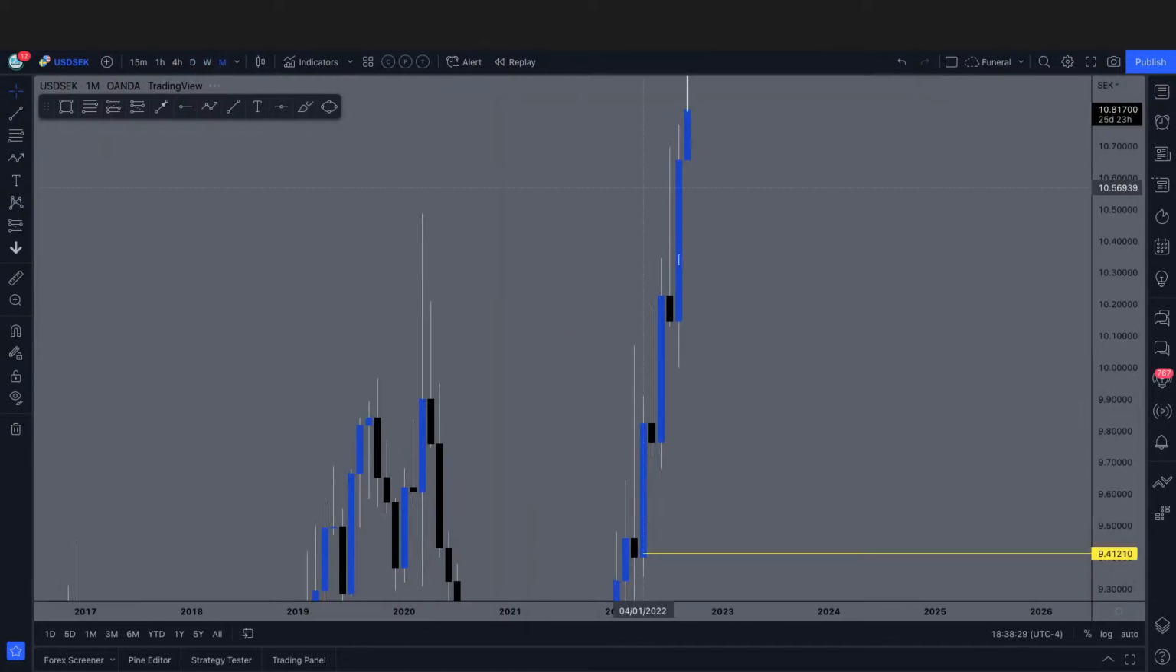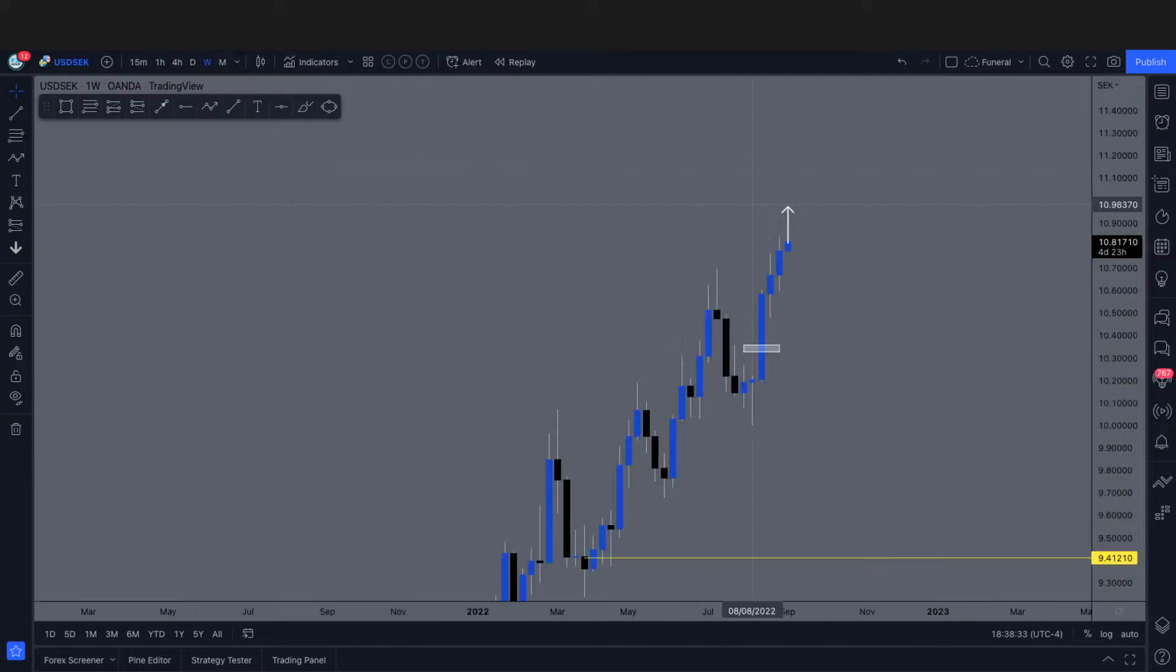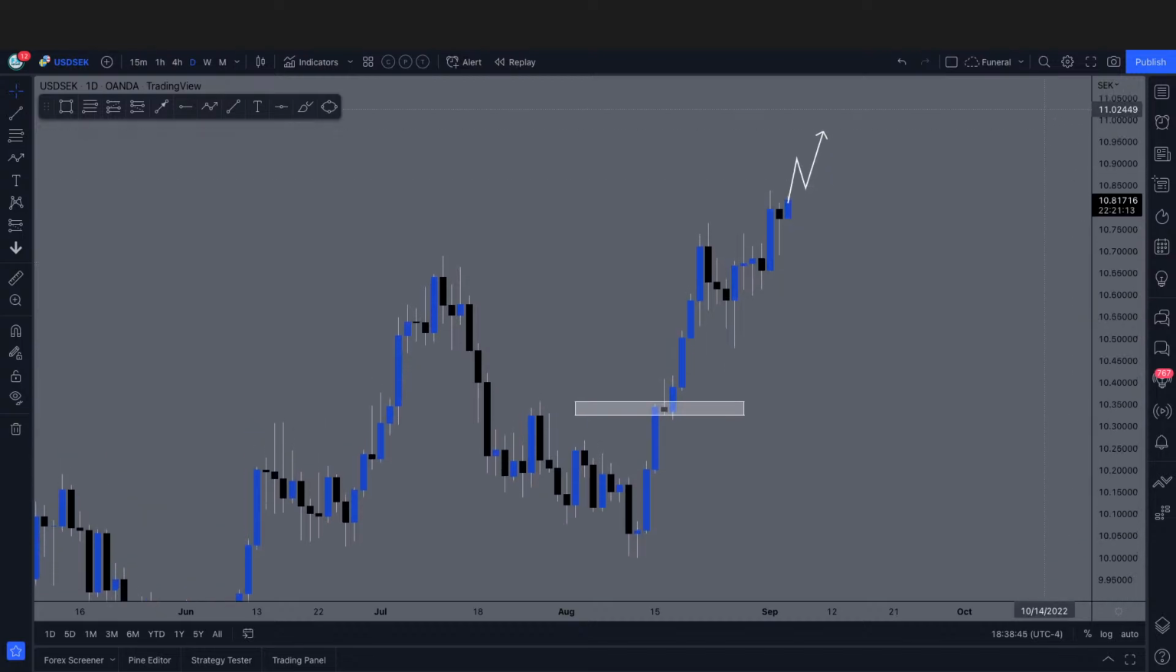USD SEK from the monthly time frame pushing to the upside quite aggressively. From the weekly, just completed this impulse, retracement and impulse pattern, the most common pattern in the market on all time frames, over and over and over. If we do drop down to the daily, even though we had a push to the upside, this retracement, we can't look for the continuation after one retracement candle. So we would need to see the market explode to the upside, creating some impulse, and then come back for the retracement before we look for the continuation.